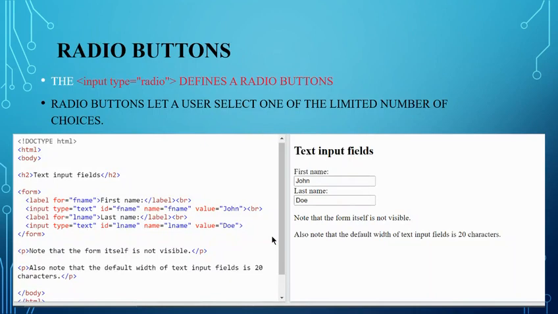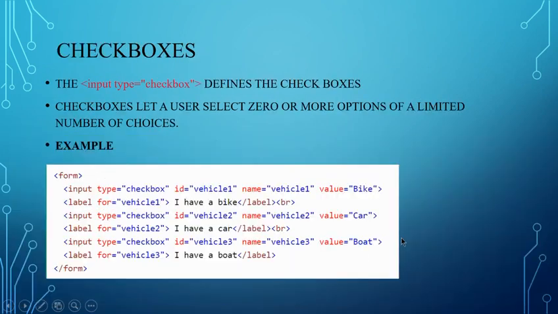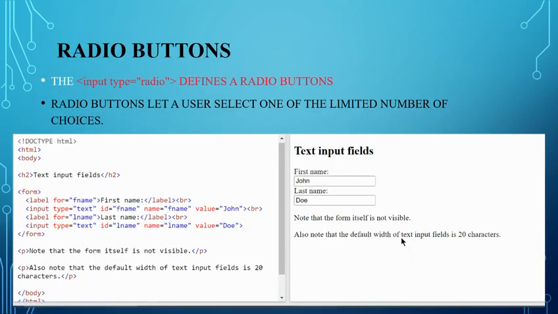Next, we'll see about the radio buttons. If input type equals radio, it will define the radio buttons. Radio buttons let the user select one of a limited number of choices. And here is a simple code for radio buttons. Again, the header, input fields, and the first name, last name, and I have given a paragraph. And I have used radio buttons here.